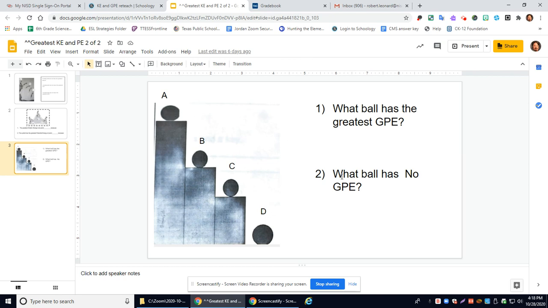What ball has no gravitational potential energy? And that would be D. Why? Because it's sitting on the ground. So there is no gravity that's going to pull it any lower. So that would be that. I would take notes on what I just talked about, draw it out, and then from there go take your quiz and use your notes to take your quiz.